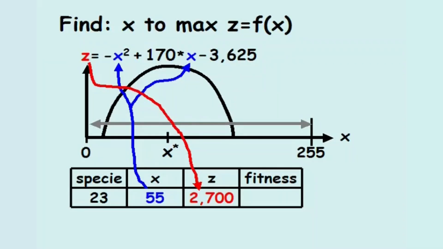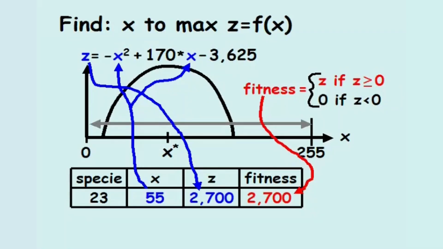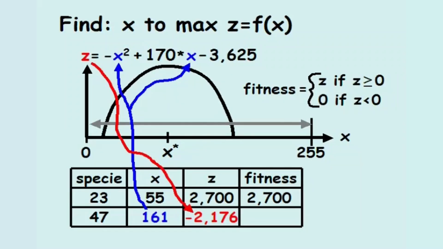Since we want to maximize our value of Z, we'll define the fitness of a species equals Z if Z is non-negative, and that the fitness equals 0 if Z is negative. This makes the fitness of the 23rd species equal to 2700. As another example, species 47 has an X value equal to 161. The corresponding Z value equals negative 2176. Since the value of Z is negative, the fitness equals 0.